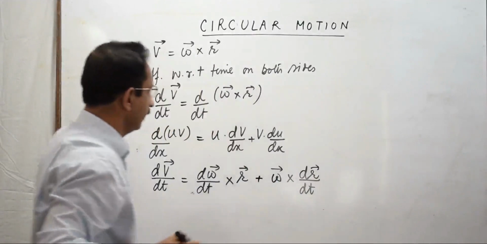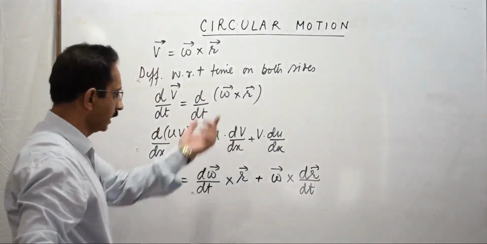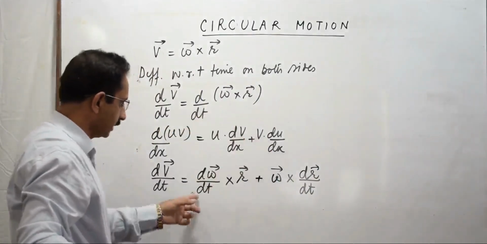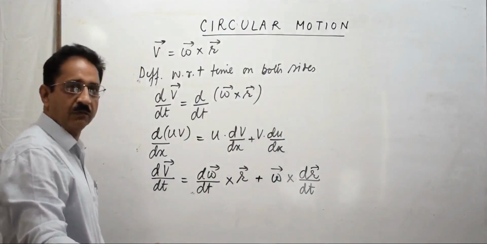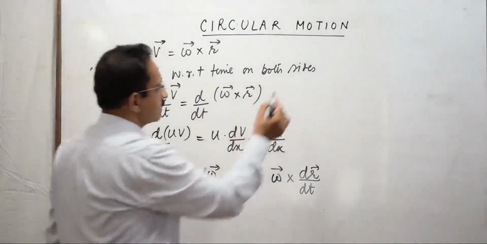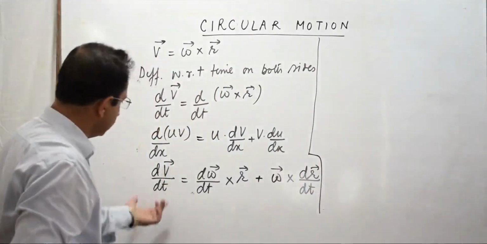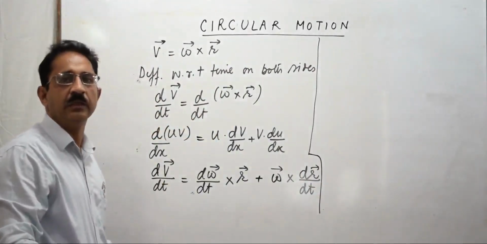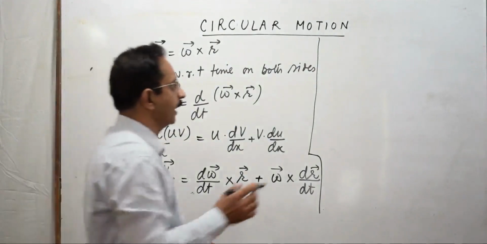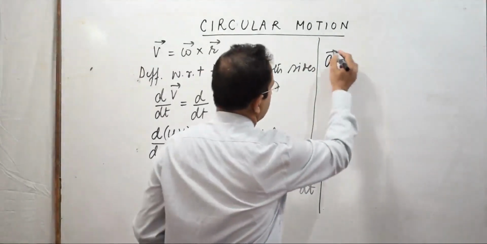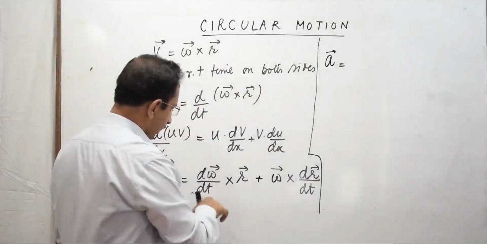तो ये हमने यूज किया फर्स्ट इंटू डेरिवेटिव ऑफ सेकंड प्लस सेकंड इंटू डेरिवेटिव ऑफ फर्स्ट, एंड वी आर डिफरेंशिएटिंग विद रिस्पेक्ट टू टाइम. अब इसमें जो टर्म्स आ गई दे आर सेल्फ एक्सप्लेनेटरी. What is dv by dt? dv by dt is linear acceleration. So I denote it by a. So this is a. What is d omega by dt?